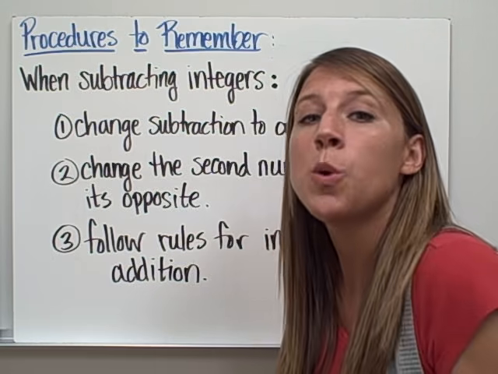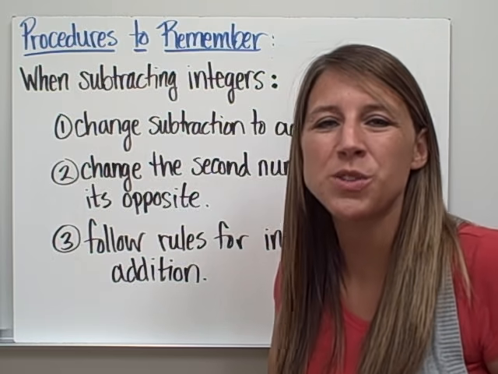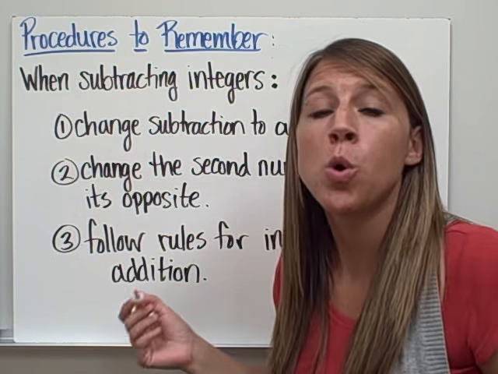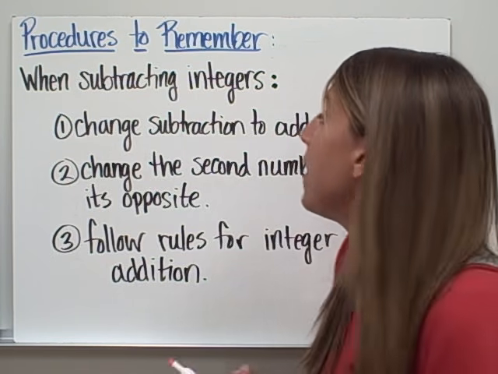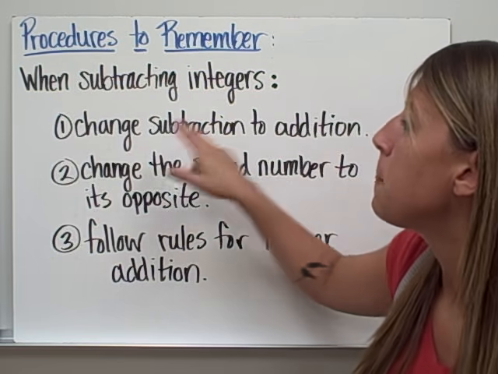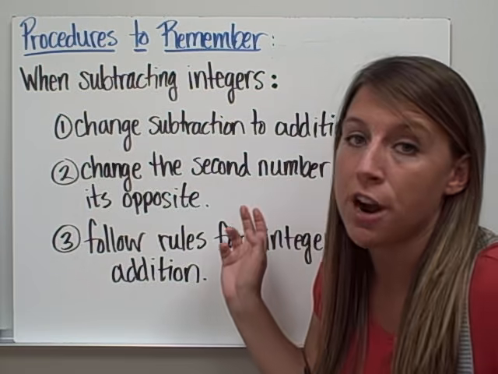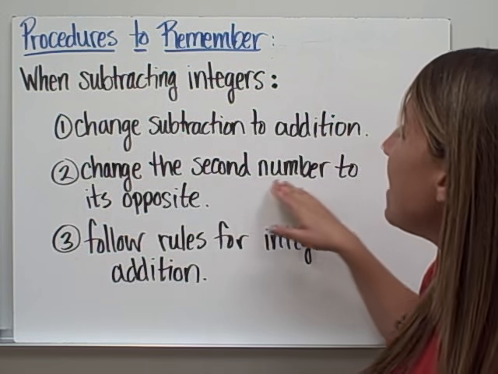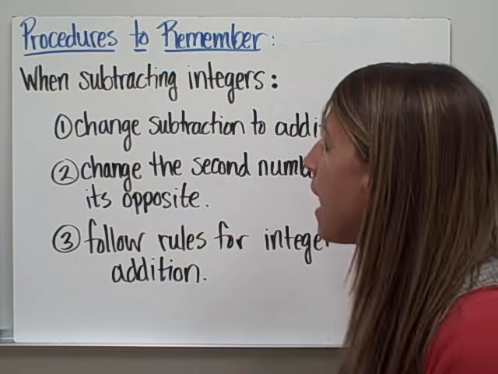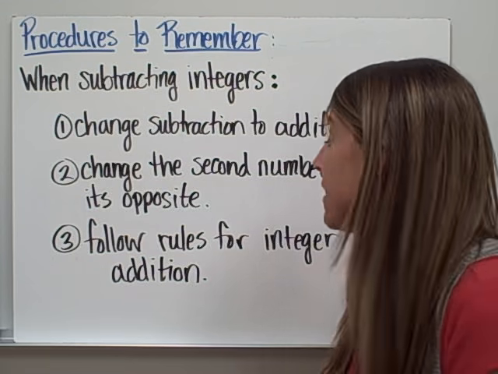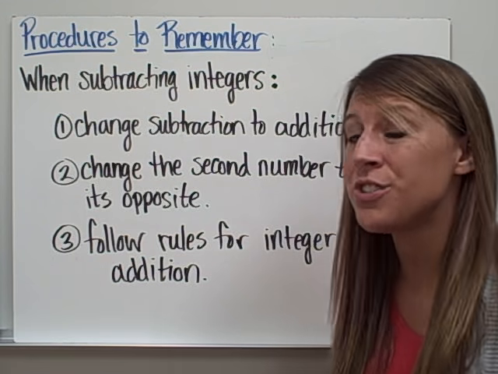This takes us to our procedures that you're going to need to remember in order to solve your subtraction of integers problems on paper. The procedures go like this. When subtracting integers, you change subtraction to addition first, and then change the second number to its opposite. So we'll be adding the opposite. And then the third step is simply to follow your rules for integer addition.